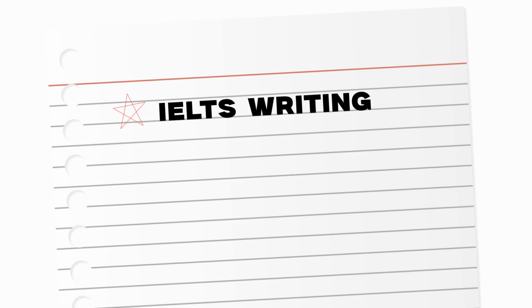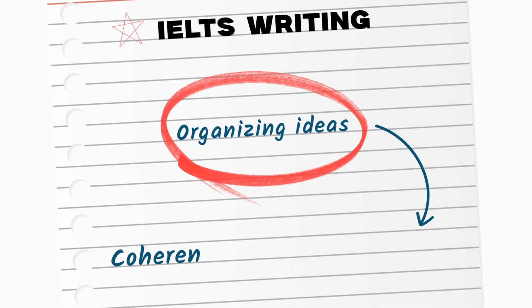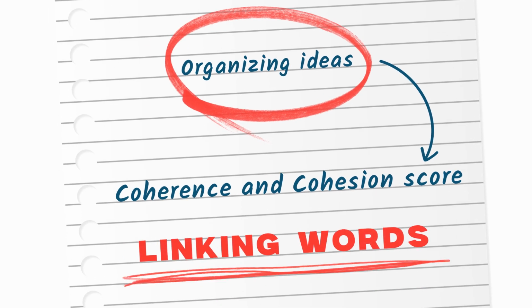All right. If you're preparing for the IELTS writing task 2 and also task 1, and you're struggling with organizing your ideas clearly and smoothly, this video is for you. So today we're going to talk about something that can instantly boost your coherence and cohesion score, and that's linking words. All right, so, guys, linking words, also known as cohesive devices, are key tools to help your essay flow naturally from one idea to the next.